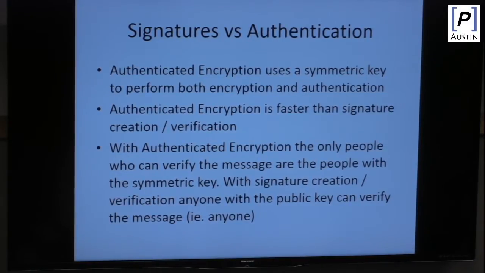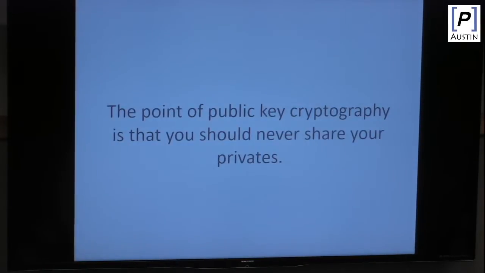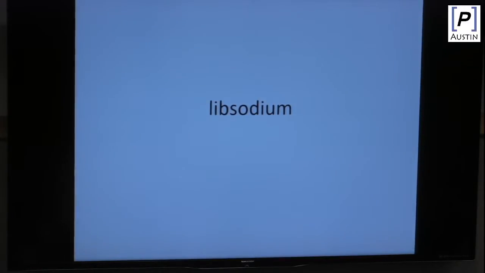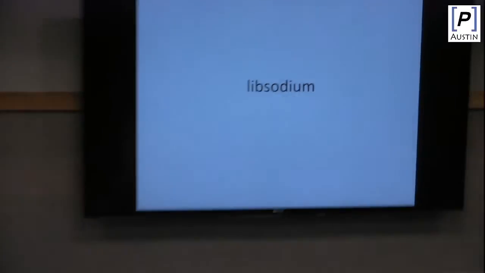Authenticated encryption as well, only people with a symmetric key can verify the message, whereas with signature creation, anyone with a public key can verify the message, and a public key, by virtue of the name, anyone can have it. So I guess in conclusion, the point of public key crypto is that you should never have shared privates. Any questions thus far?